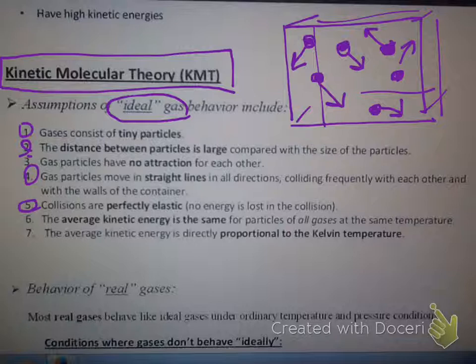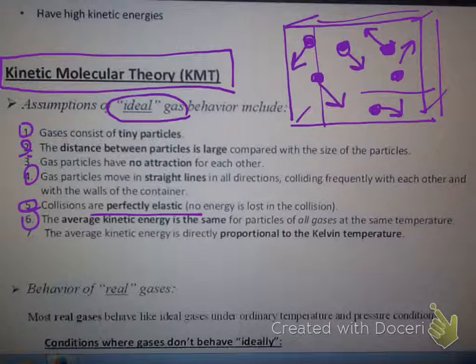What happens if they collide with each other or with a container? That's the next part of the postulate. The kinetic molecular theory says that the collisions are perfectly elastic. What does that mean? It means when the collision occurs, there's no energy lost. They will bounce back with the same amount of energy that they came in with.